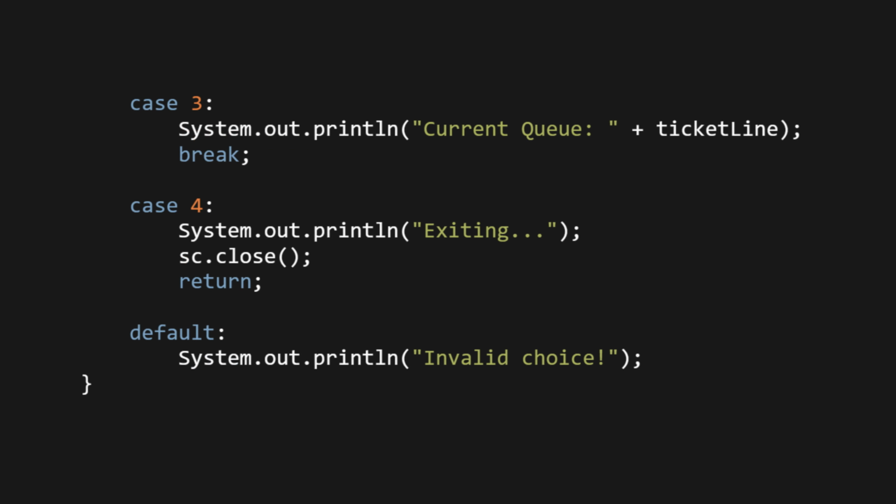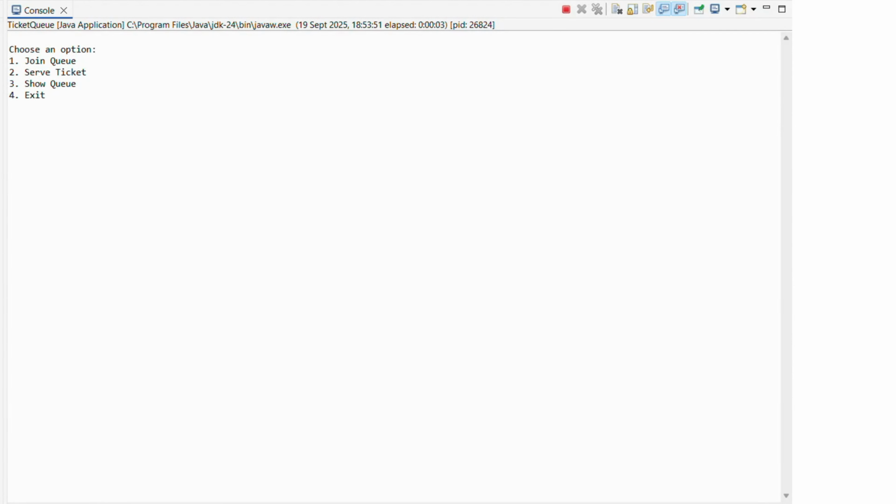break; case 3: System.out.println("Current queue: " + ticketLine); break; case 4: System.out.println("Exiting"); sc.close(); return; default: System.out.println("Invalid choice.") And the output will be: Choose an option: join queue, serve ticket, show queue, exit.